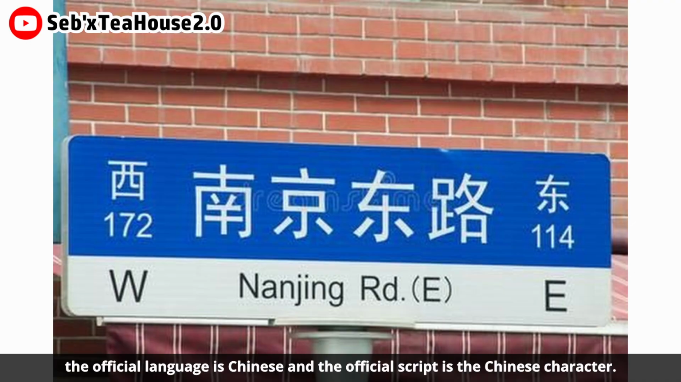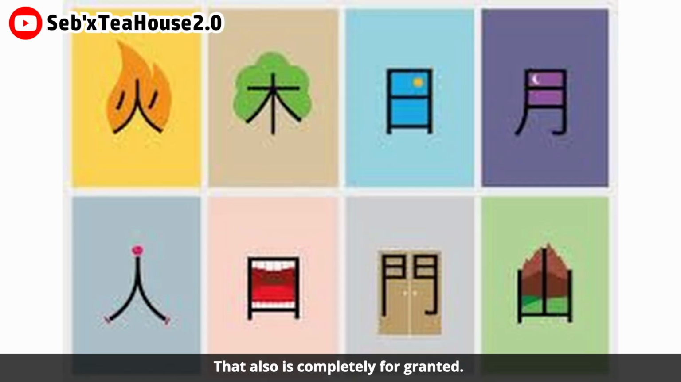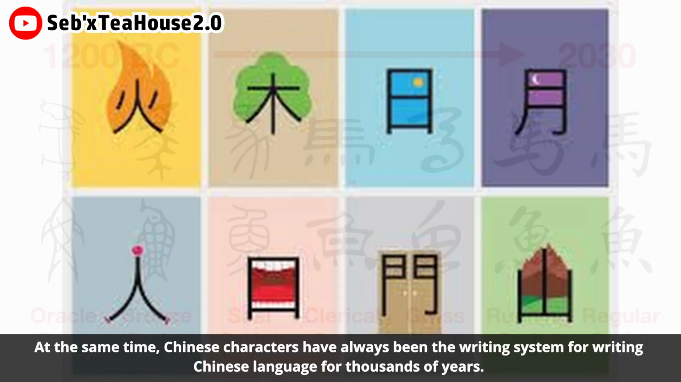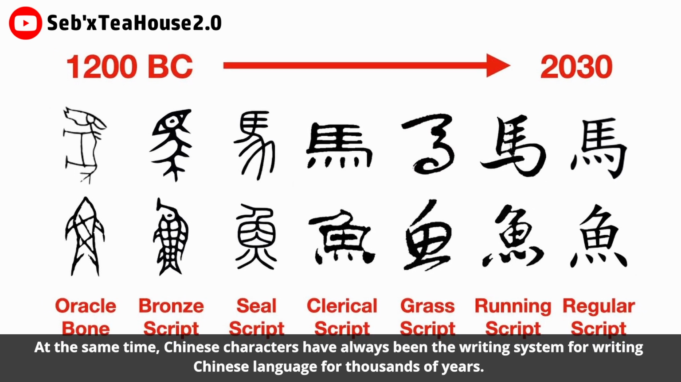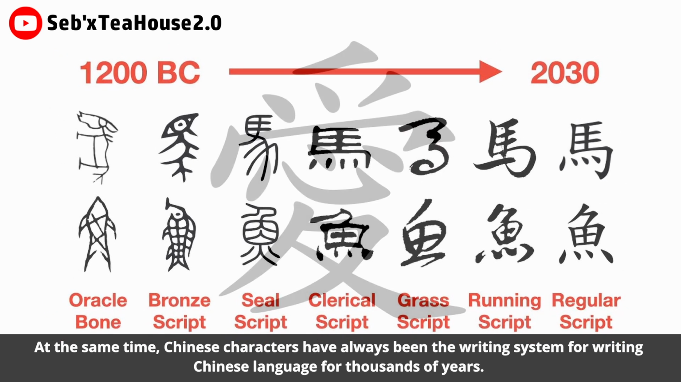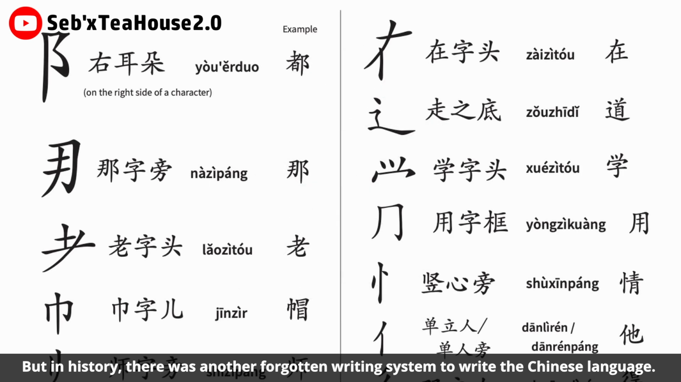In China, the official language is Chinese, and the official script is the Chinese character. That is also completely taken for granted. At the same time, Chinese characters have always been the writing system for writing the Chinese language for thousands of years. But in history, there was another forgotten writing system to write the Chinese language.